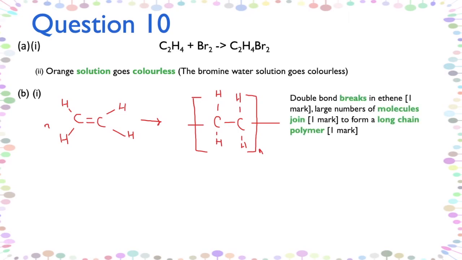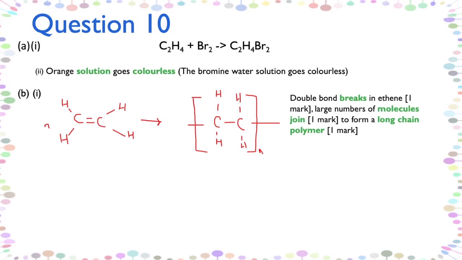For the little written bit, you need to say that the double bond breaks in ethene, you get 1 mark for that, and a large number of molecules, the monomers, join together to form long-chain polymers. As you can see, I've made the keywords green, and these are the keywords you need to show in your answer.